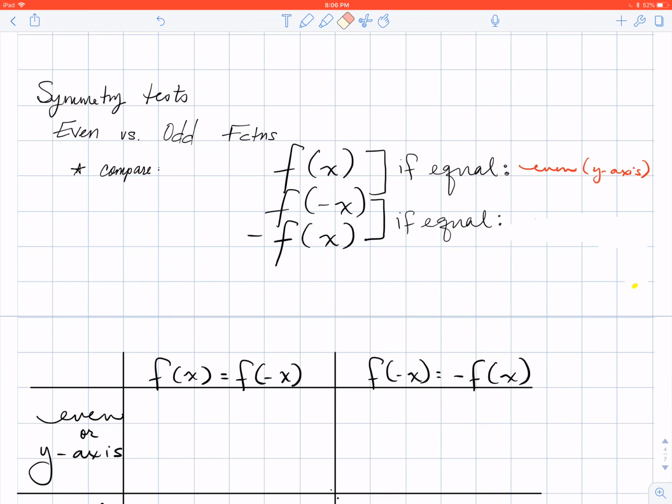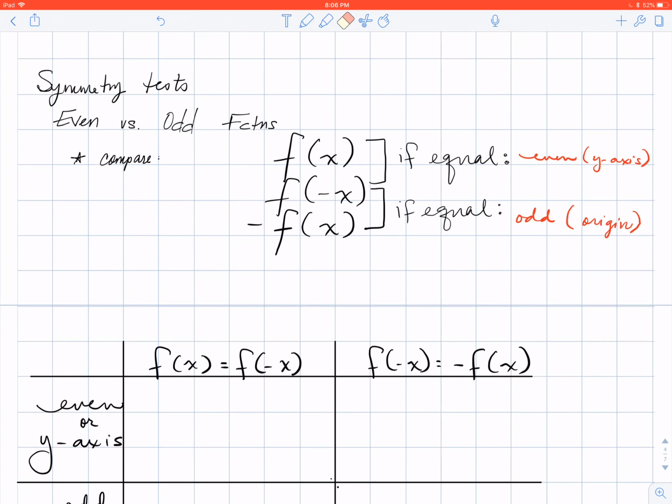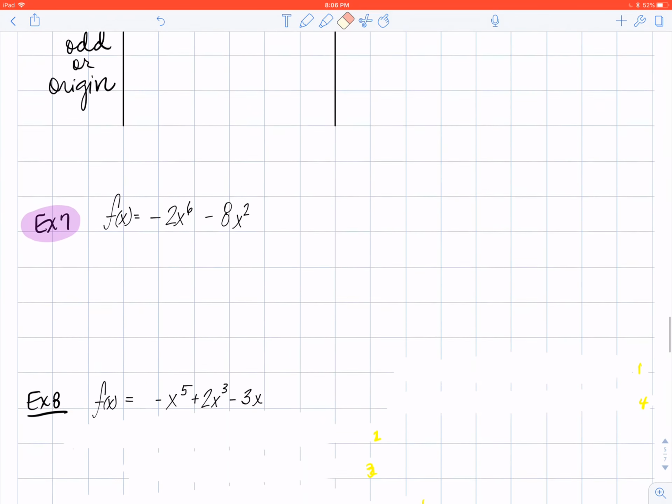If that doesn't occur, the second test that we're going to run is we're going to look at f of negative x, and we want to compare that to the negative f of x, or the opposite of f of x. If those two are equal to each other, then I know that this is an odd function, which we know means that it has symmetry with respect to the origin. So I'd like to run a couple of examples and to take a look at these tests.